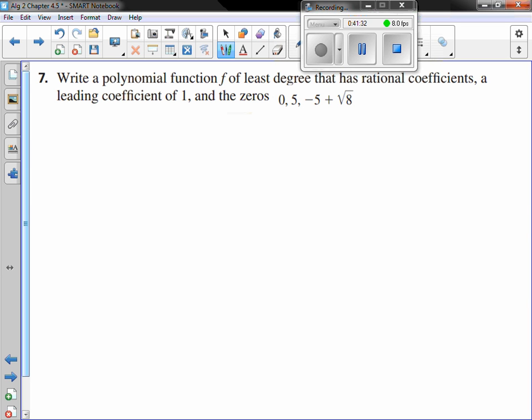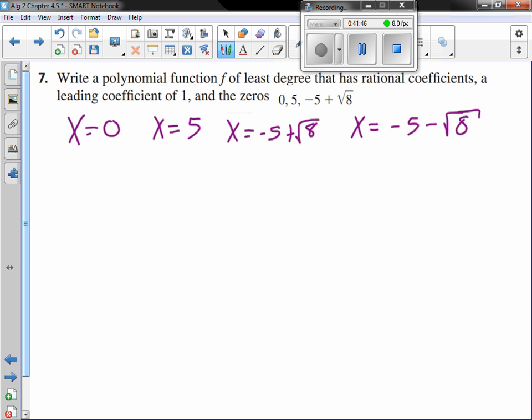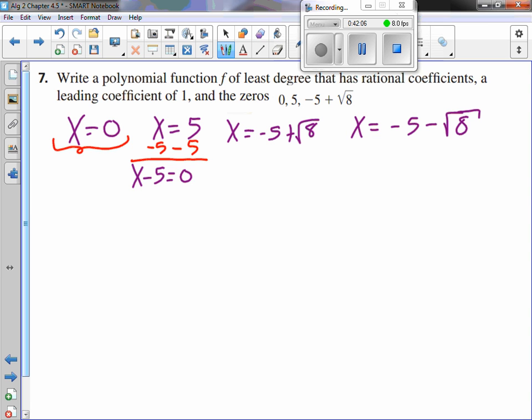Okay? So here it gave us multiple zeros. So x is equal to 0, x is equal to 5, and x is equal to negative 5 plus the square root of 8. Well, it also means I have negative 5 minus the square root of 8. Well, this one here has something interesting. It has x equal to 0, yes? Is that one already equal to 0? Okay, I don't have to do anything with that one. But here I have to subtract 5 from both sides, which would give me x minus 5 is equal to 0. Okay.